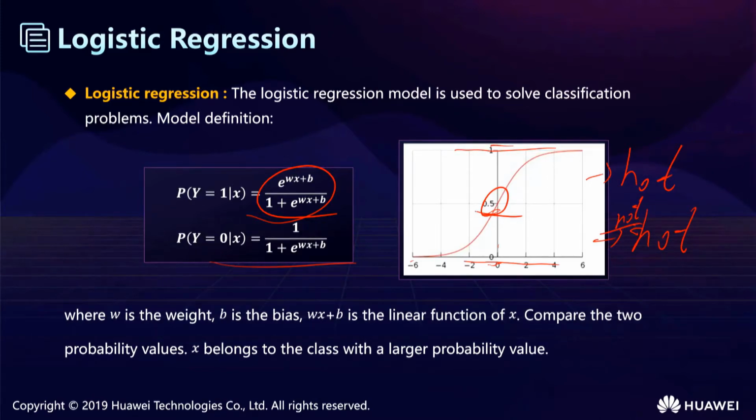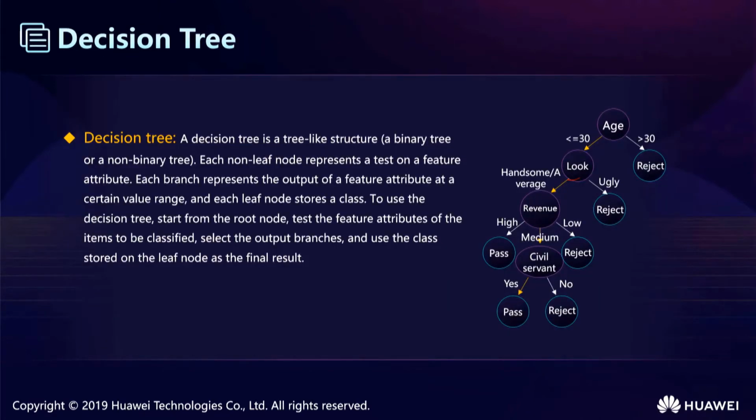That's the result. That's logistic regression, which uses regression ideas to do classification. Let's see another algorithm, the decision tree. A tree is like a sketch like that.